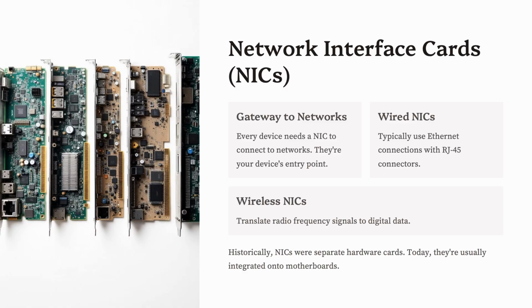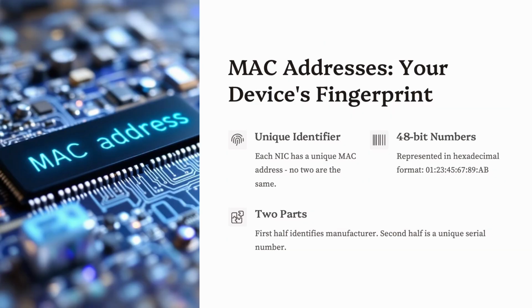Each NIC has what you can call a unique identifier. This is commonly called the Media Access Control address, or MAC address. Think of a MAC address like your device's fingerprint. It's unique. No two are the same. MAC addresses are 6 bytes or 48 bits. They are often represented in hexadecimal.